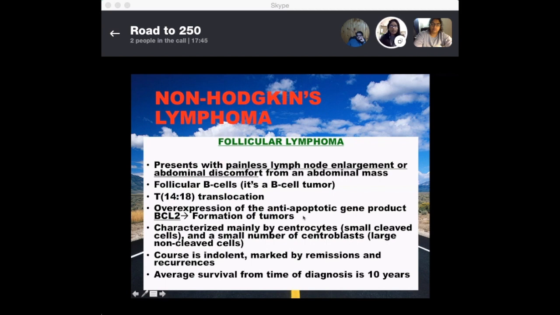So it is characterized mainly by centrocytes. These are small cleaved cells, and a small number of centroblasts, which are large non-cleaved cells. So that could be another clue for you. The course is indolent, meaning it's slow progressing and waxing and waning. It has that characteristic, and it's marked by remissions and recurrences. And the average survival from time of diagnosis is about 10 years, so slowly progressive.